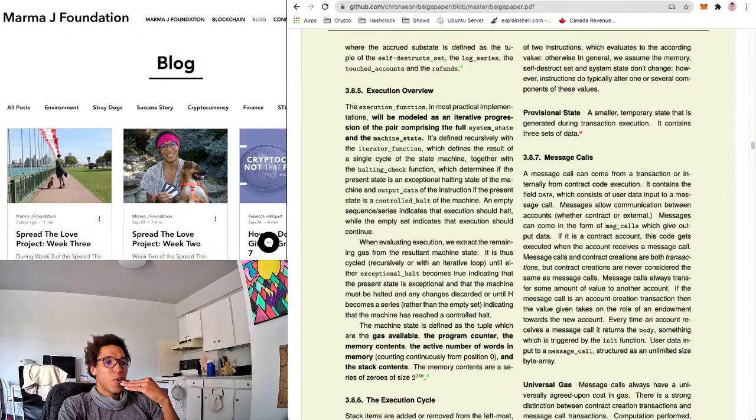When evaluating execution, we extract the remaining gas from the resultant machine state. It is thus cycled recursively or with an iterative loop until either exceptional halt becomes true, indicating that the present state is exceptional and that the machine must be halted and any changes discarded, or until H becomes a series rather than an empty set, indicating that the machine has reached a controlled halt.